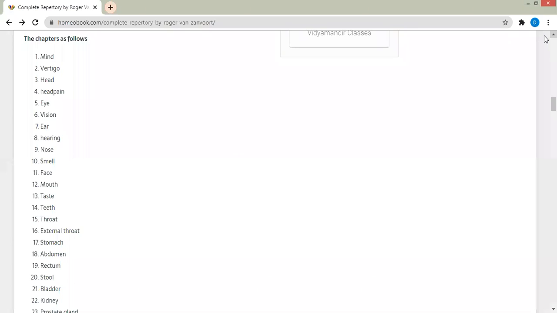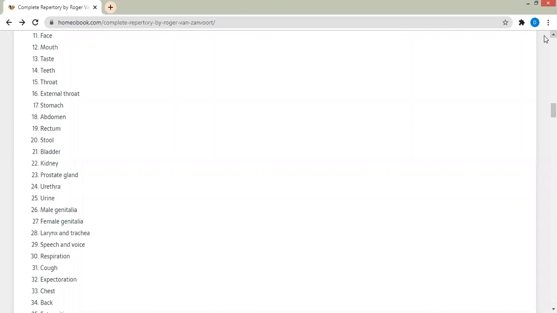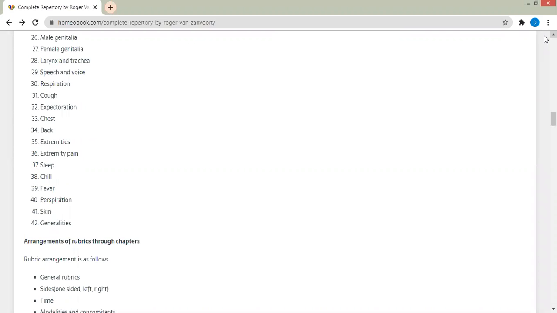The first chapter is mind, then vertigo, head pain, eye, vision, ear, hearing, nose, smell, face, mouth, taste, teeth, throat, external throat, stomach, abdomen, rectum, stool, bladder, kidney, then prostate gland, urethra, urine, male genitalia, female genitalia, larynx and trachea, speech and voice, respiration, cough, expectoration, chest, back, extremities, extremity pain, sleep, chill, fever, perspiration, skin and generalities.